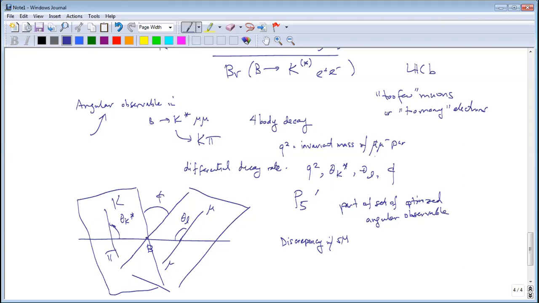But I think if you can reconstruct what the original B meson rest frame is, then you can try to figure them all out. Whether that's possible experimentally, it's not obvious to me at all. Yeah.